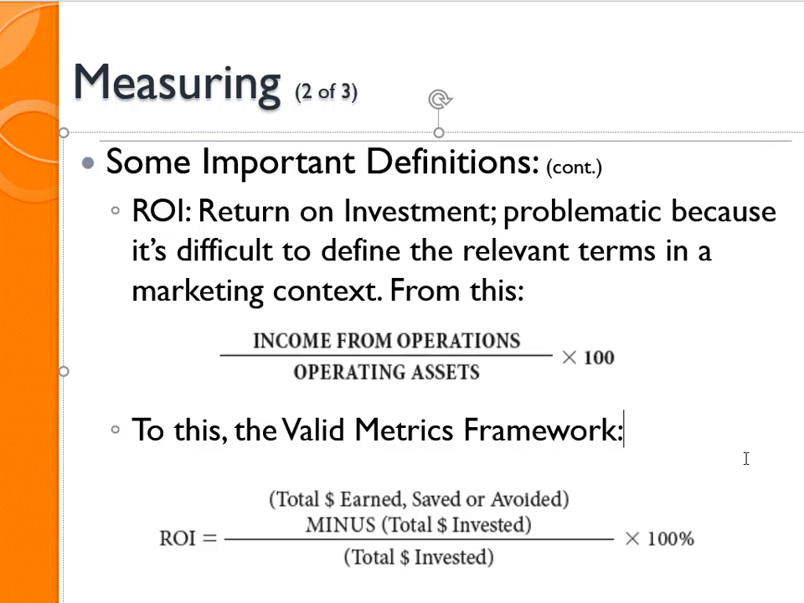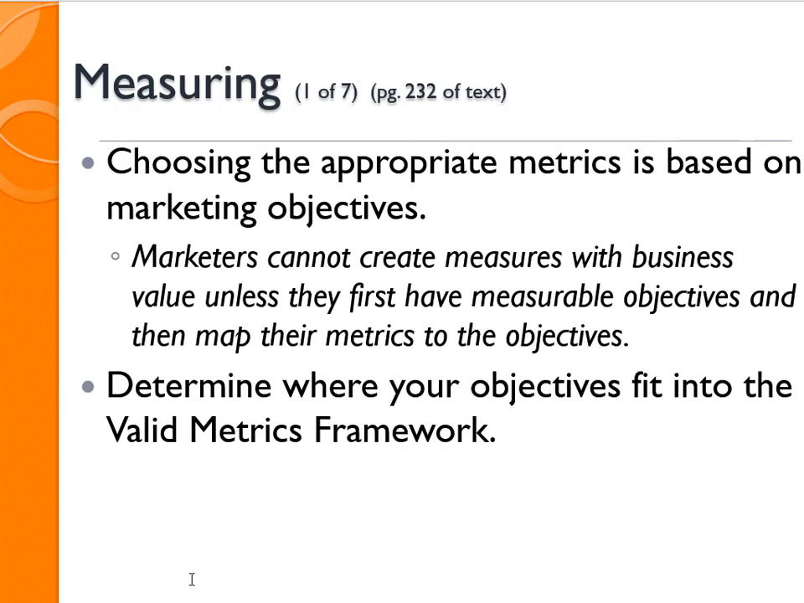People want to know that the money that they're investing, this denominator value here, is actually going to return more to them than what they could just take that money and invest. And so hopefully that makes sense as to why we're looking at that. And so I would suggest that you go back and you look at that valid metrics framework and determine where your objectives fit into that framework. What is it that you're wanting to get out of your campaign that you're going to run?